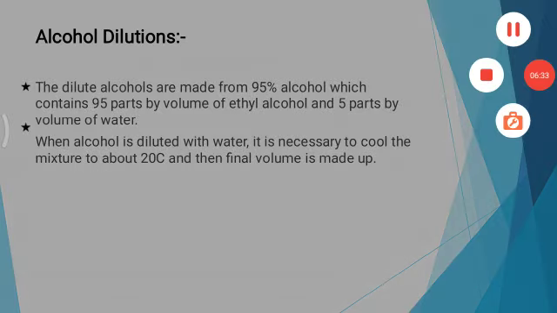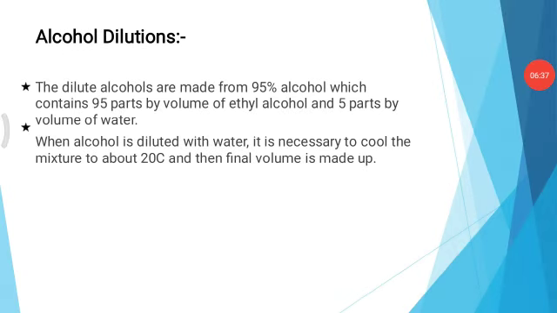Next point is the alcohol dilutions. The dilute alcohols are made from 95% alcohol, which contains 95 parts by volume of ethyl alcohol and 5 parts by volume of water. When alcohol gets mixed with water, the following changes take place.